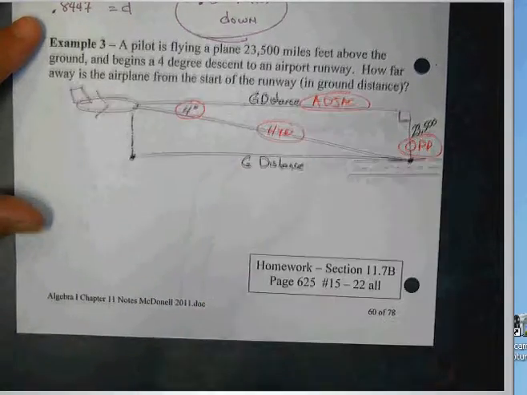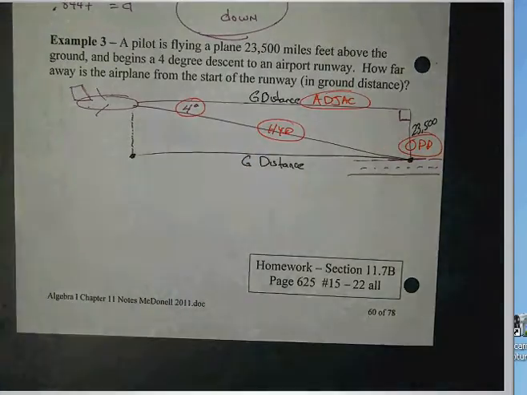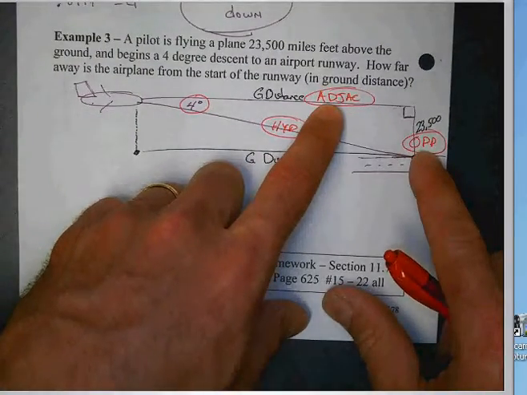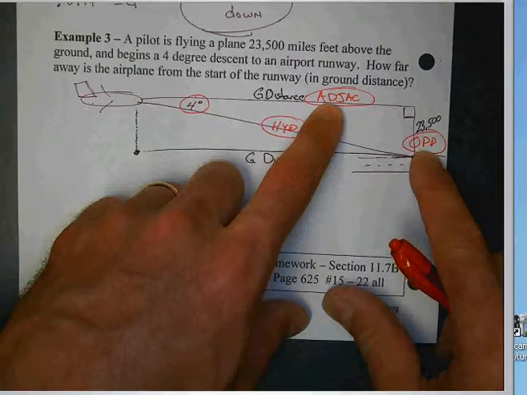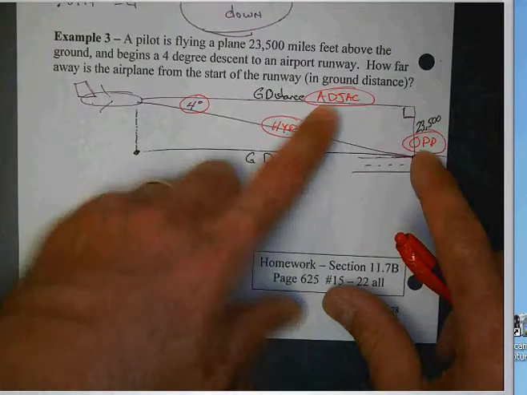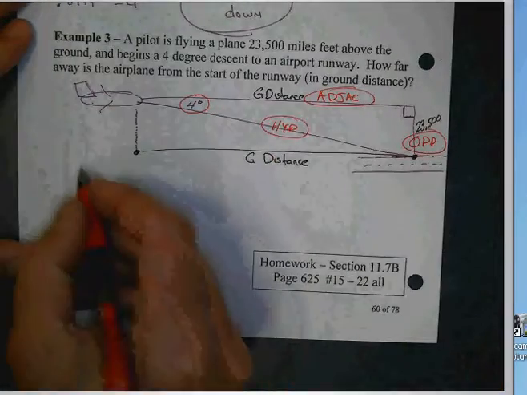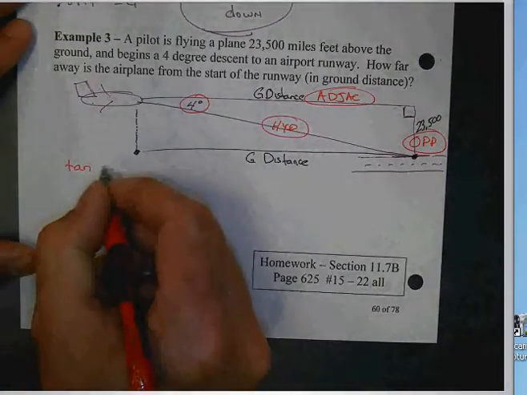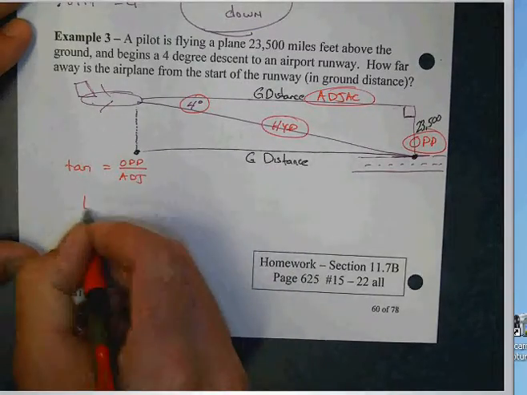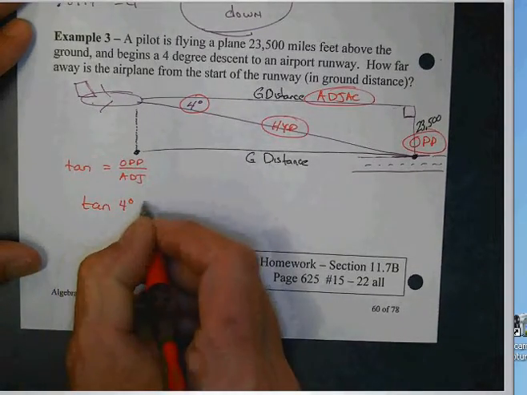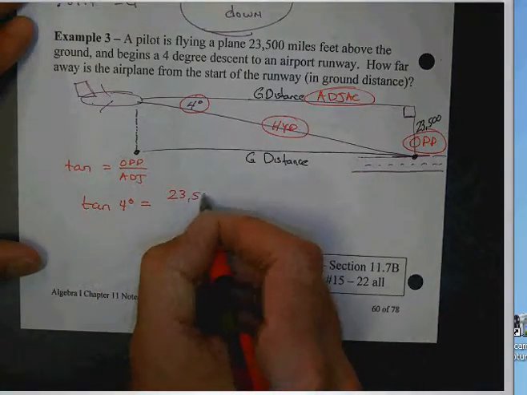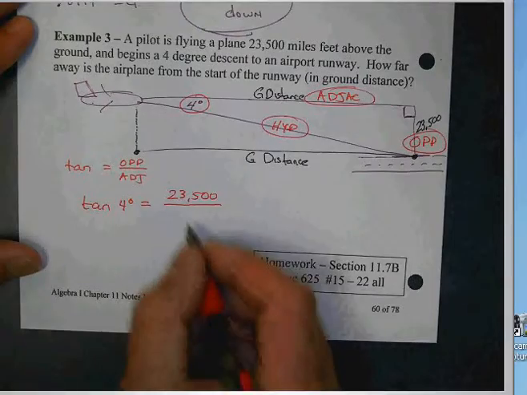All right, so what function is it going to use? Opposite and adjacent. What do you think? Tangent. Yeah, TOA. Tangent equals opposite over adjacent. So the tangent of 4 degrees equals 23,500 divided by the ground distance. I'll call it GD.